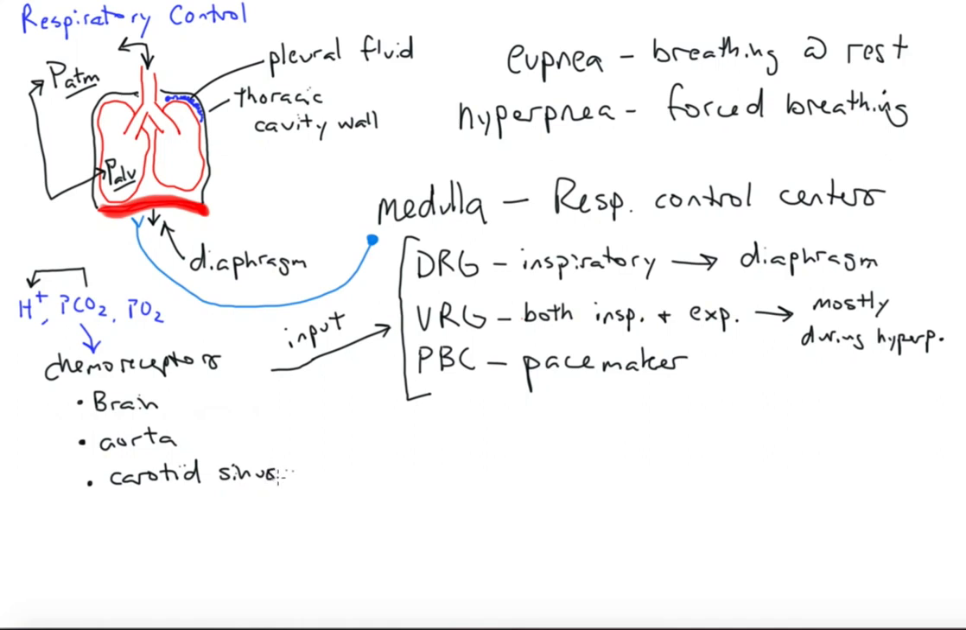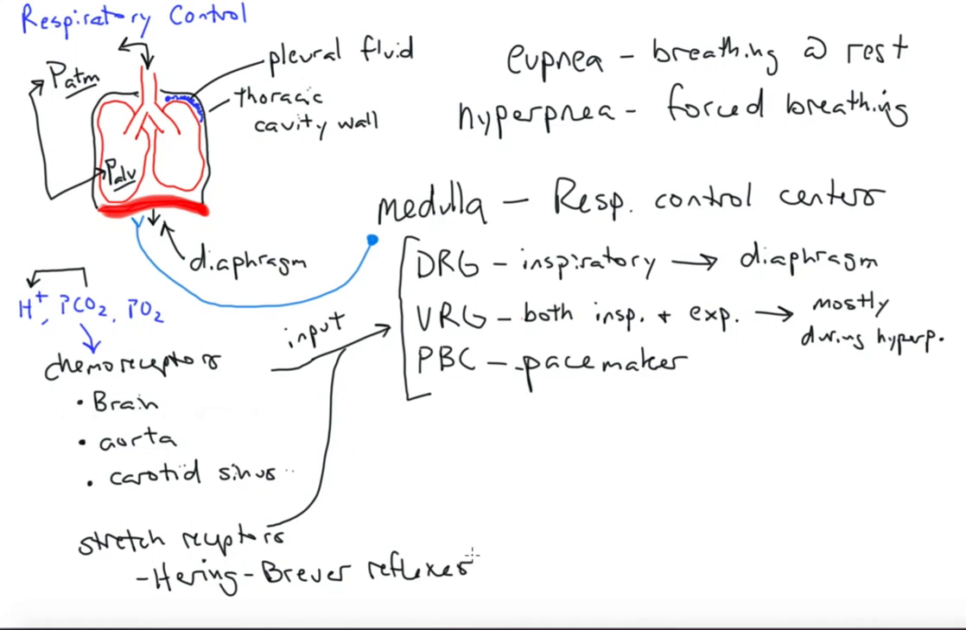Okay, all right, so we've got our pacemaker driving in, and we've got our input from the chemoreceptors. Oh, we need our input from our stretch receptors. Let me explain this one too. These are actually called the Hering-Breuer reflexes. And these simply are stretch receptors in the wall of the lung that indicate both when the lung is becoming well inflated or when it's becoming underinflated.